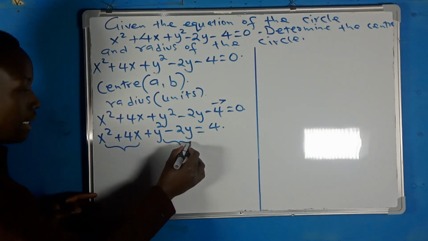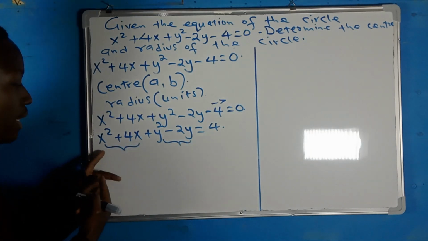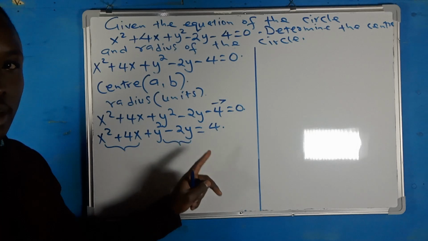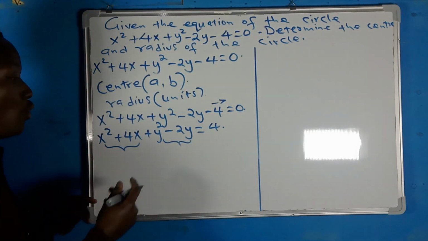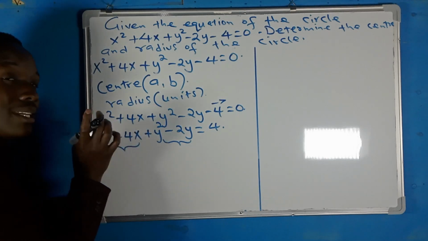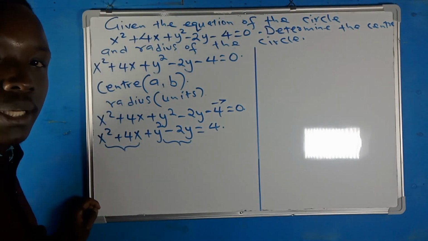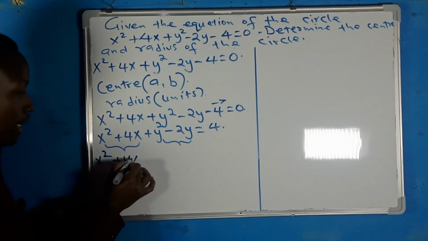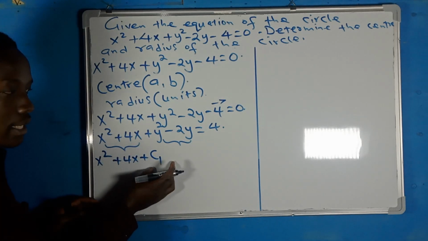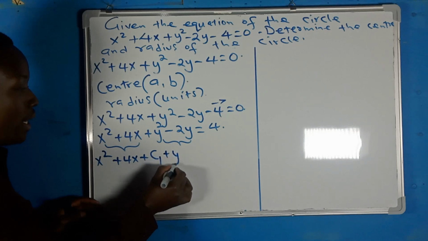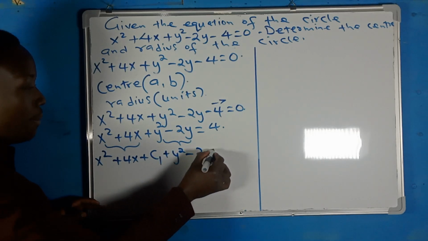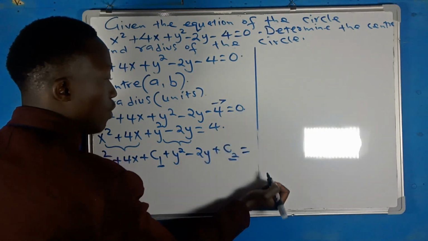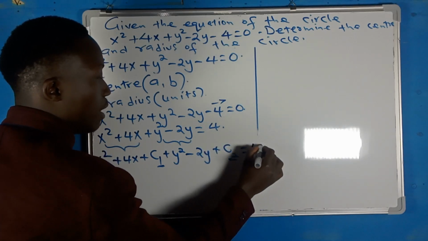Now, if you check clearly, we have two quadratic identities. In these two identities, the only thing that is lacking is the constant. But it is possible for us to determine the constants of the two quadratic identities using what we call the completing the square method. So we are going to say x squared plus 4x plus, we can call our first constant C1, plus y squared minus 2y plus C2 is equal to, on the other side of the equal sign, 4.